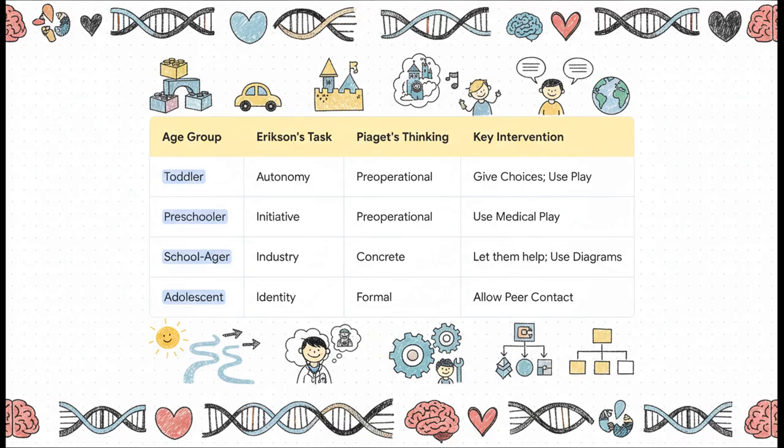Look at the toddler row. Erikson's task is autonomy. Piaget tells us they think magically. So what's the intervention? Offer simple, concrete choices. It satisfies their need for control in a way their brain can actually process.